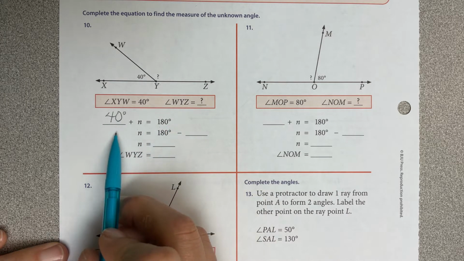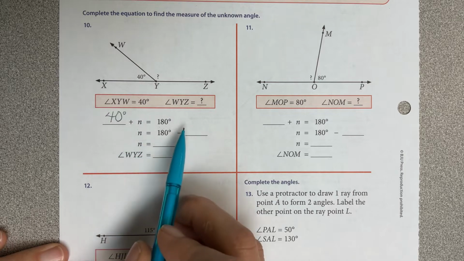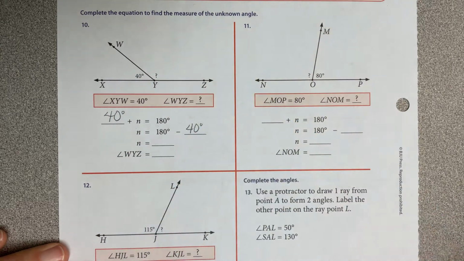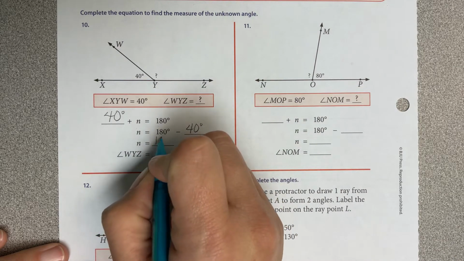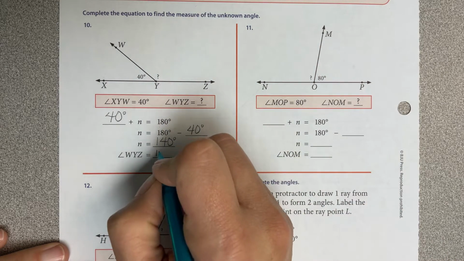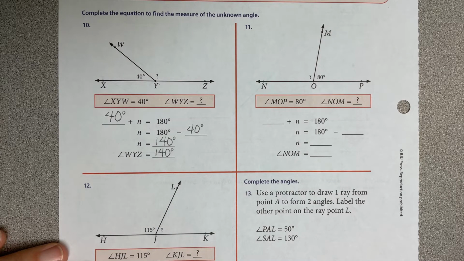Now on this side, I need to get n by itself, so I subtract 40 and I'm left with n. And whatever I do to one side, I must do to the other to keep it equal. So we're going to subtract 40 degrees. 180 minus 40 is 140 degrees, which means the measure of that angle is 140 degrees.